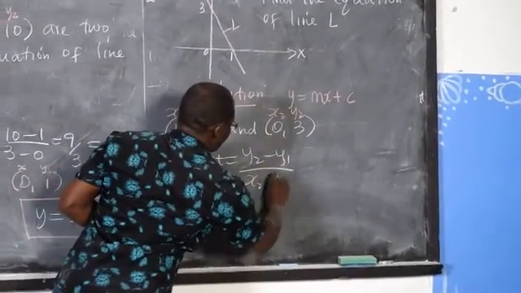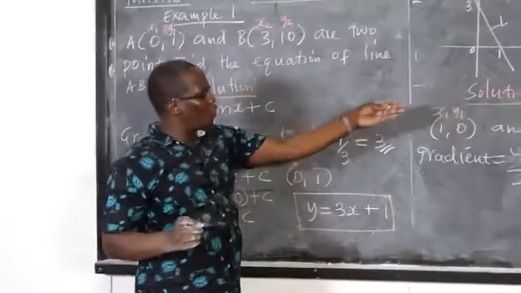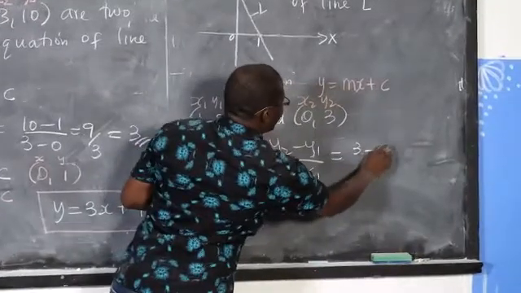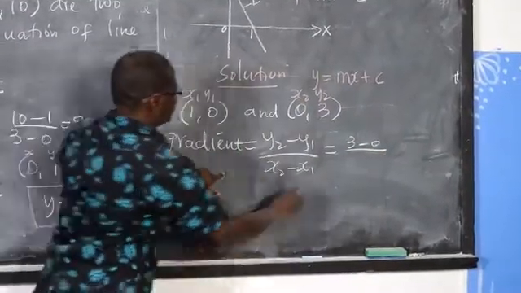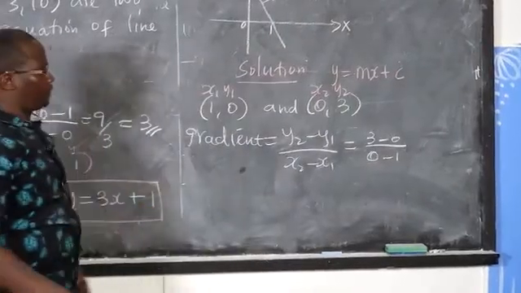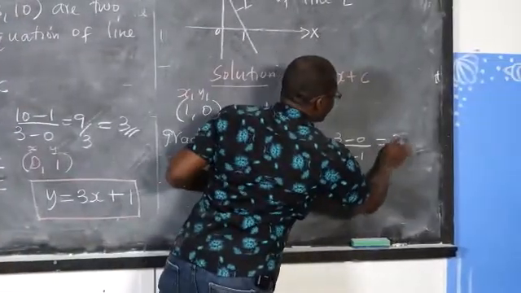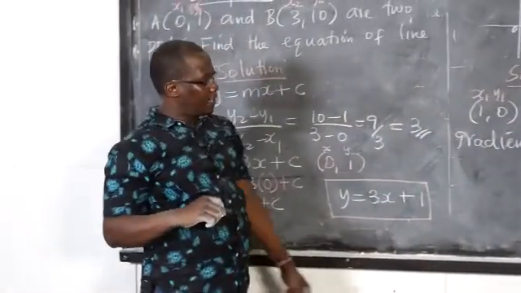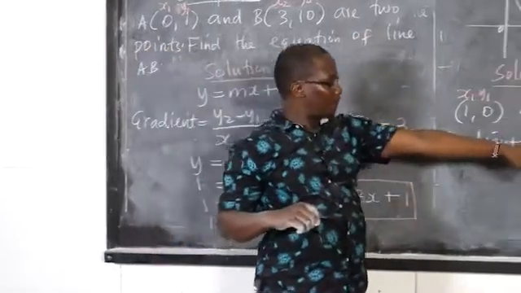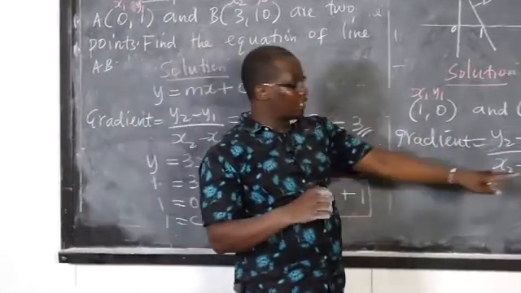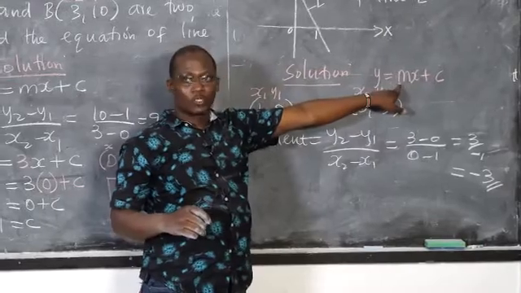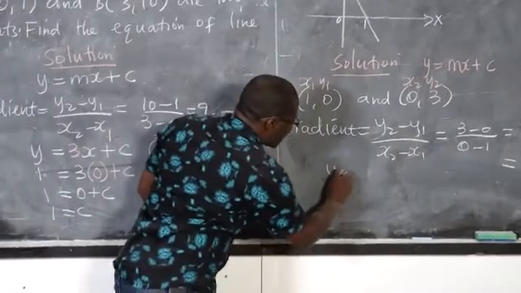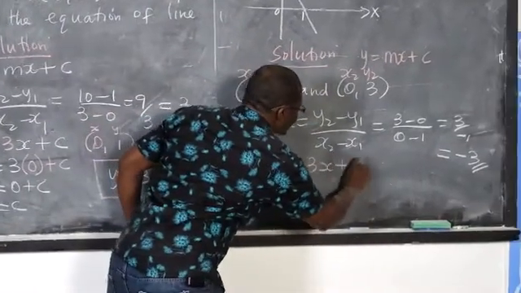So once you have the formula and the coordinates labeled, just do your substitution. This will give us (3 minus 0) over (0 minus 1). So this will give us 3 over minus 1, which is negative 3. So that is our gradient. The gradient of the line is negative 3. Now please remember, we need to substitute that in our general form of equation. Where there's m here, you're going to put negative 3, so that we have y equals negative 3x plus c.